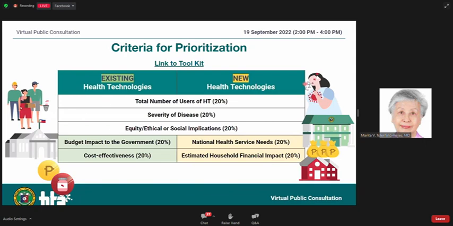Okay? All right. And 20% lahat yan equal. 20%, 20%, 20%. Pero within each one, merong range of scores. And we convert that to 20%. Merong weighing, so that it will become 20%. And we arrive at the ranking score. It was really a very tedious process because we wanted to be as comprehensive and as detailed as possible. Every point is debated and argued about.